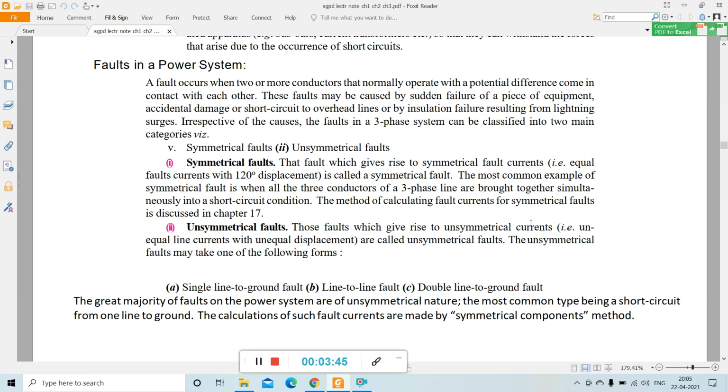A fault occurs when two or more conductors that normally operate with a potential difference come in contact with each other. These faults may be caused by sudden failure of a piece of equipment, by accidental damage or short circuit to overhead lines, or by insulation failure resulting from lightning surges. Irrespective of these causes, faults in a three-phase system can be classified into two main categories: symmetrical fault and unsymmetrical fault.